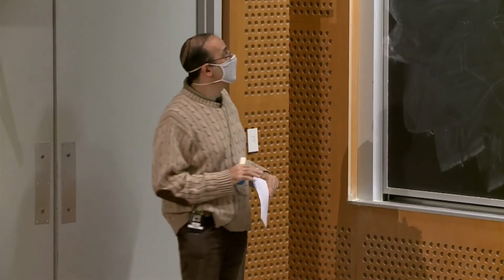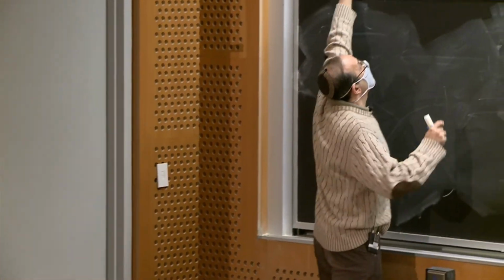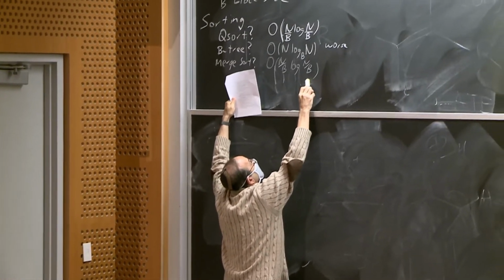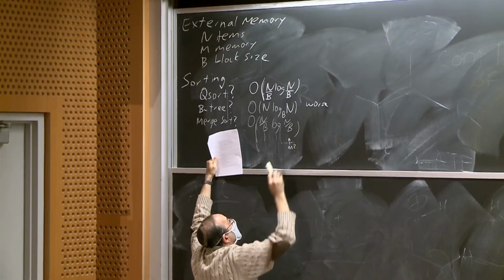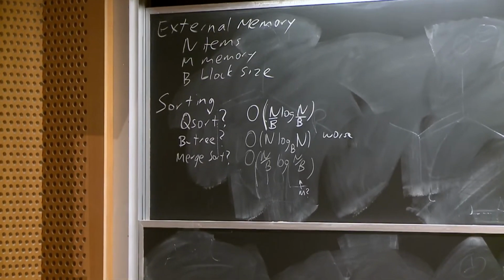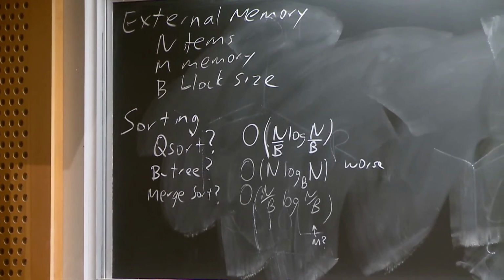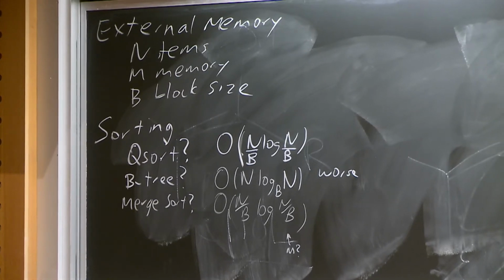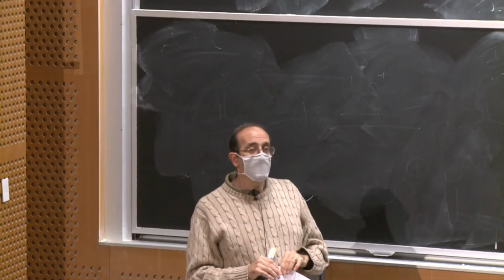Good. So this suggests that we could at least turn this n over b into some kind of n over m, right? Because if you can read m items into memory all at once, you can sort them for free once they're in memory. You don't have to go down all the way to the b blocks. So that would give us a little bit of improvement based on large memory, but it turns out we can do a lot better.